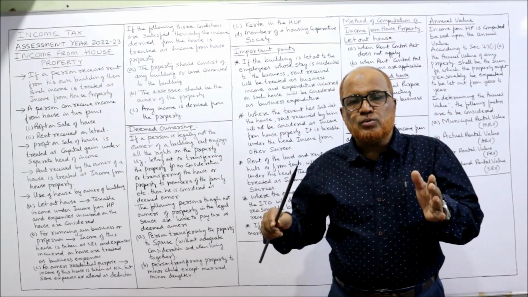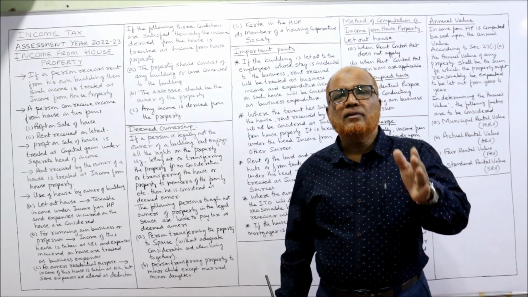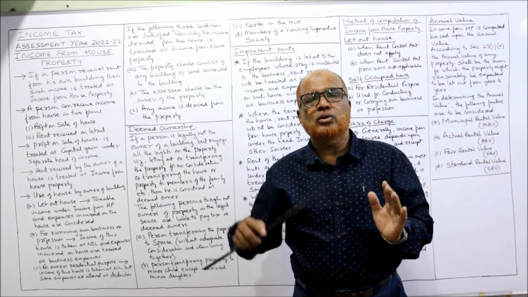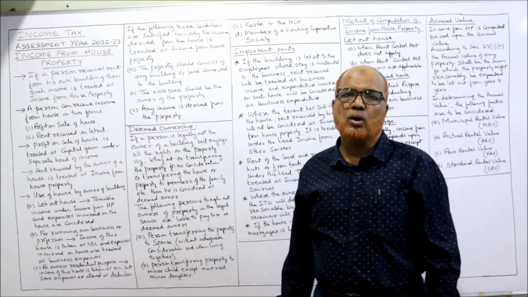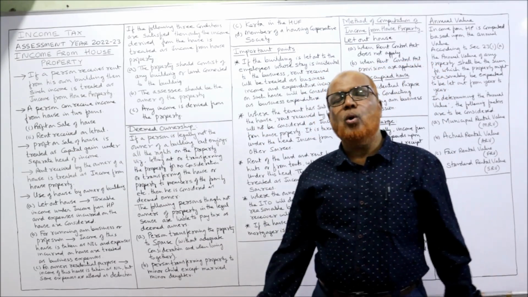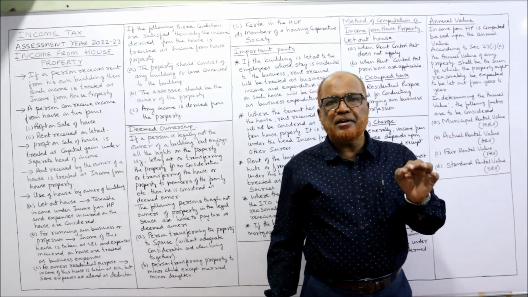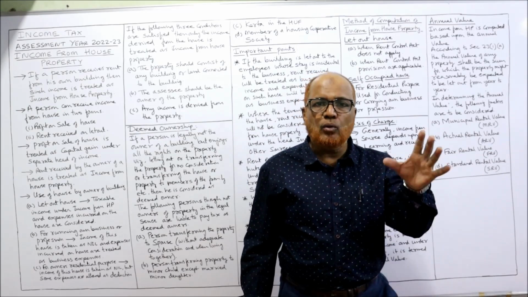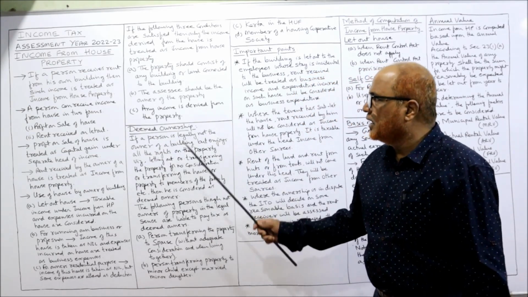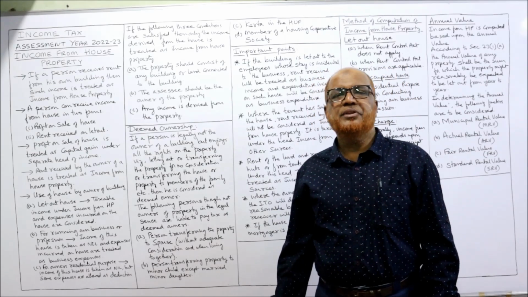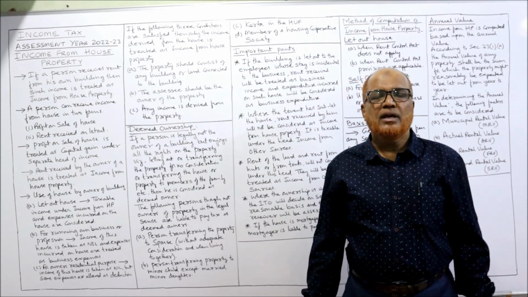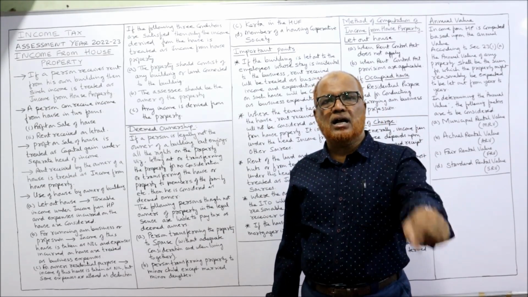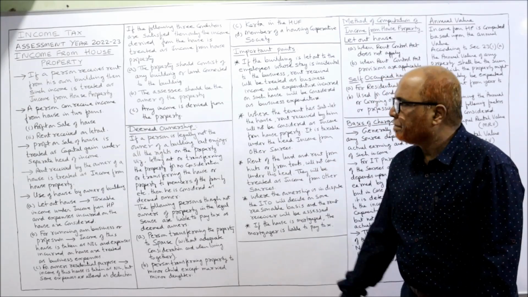So income from house property will be there only if there is a construction, if there is a building or land which is connected to the building. Then only it will be income from house property. Secondly, the assessee should be the owner of the house property. Second condition, the property should be owned by the assessee. Then only it will be taxable income from house property. Third, any income derived from the property, the person should derive some income. If these three conditions are satisfied, then only income will be treated as income from house property.